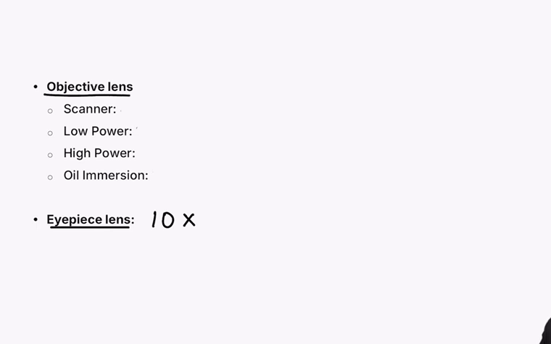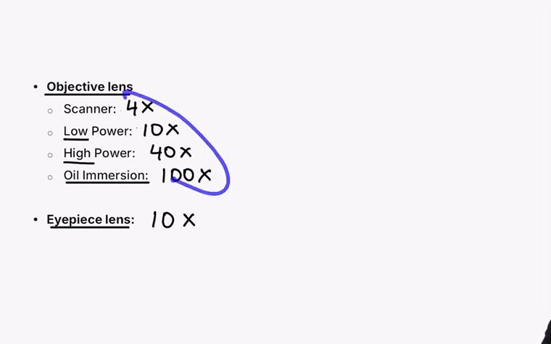But for the objective lenses, I have a system of 4. So scanner is known as 4 times magnification. Low power is 10 times magnification, so high power will be higher, that is 40 times magnification. And if you add a drop of oil and try to look at whatever specimen you have, now the magnification with that lens will be 100x. So remembering it more like a sequence is 4, 10, combine the two or multiply, that's 40, and 100.